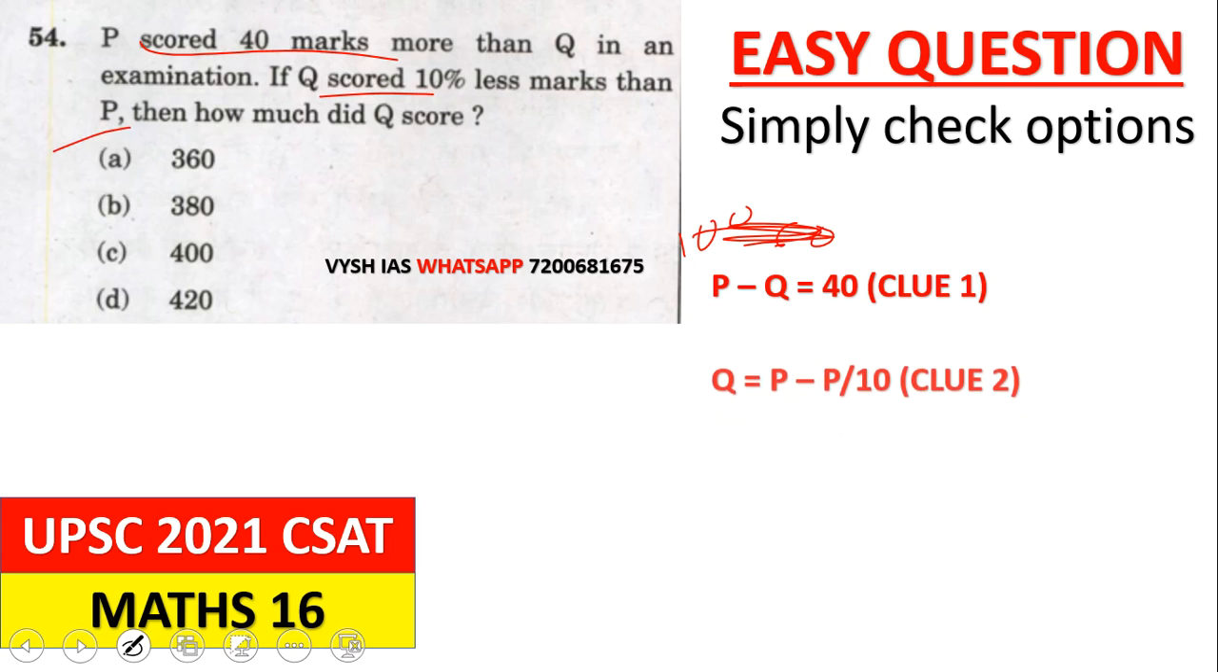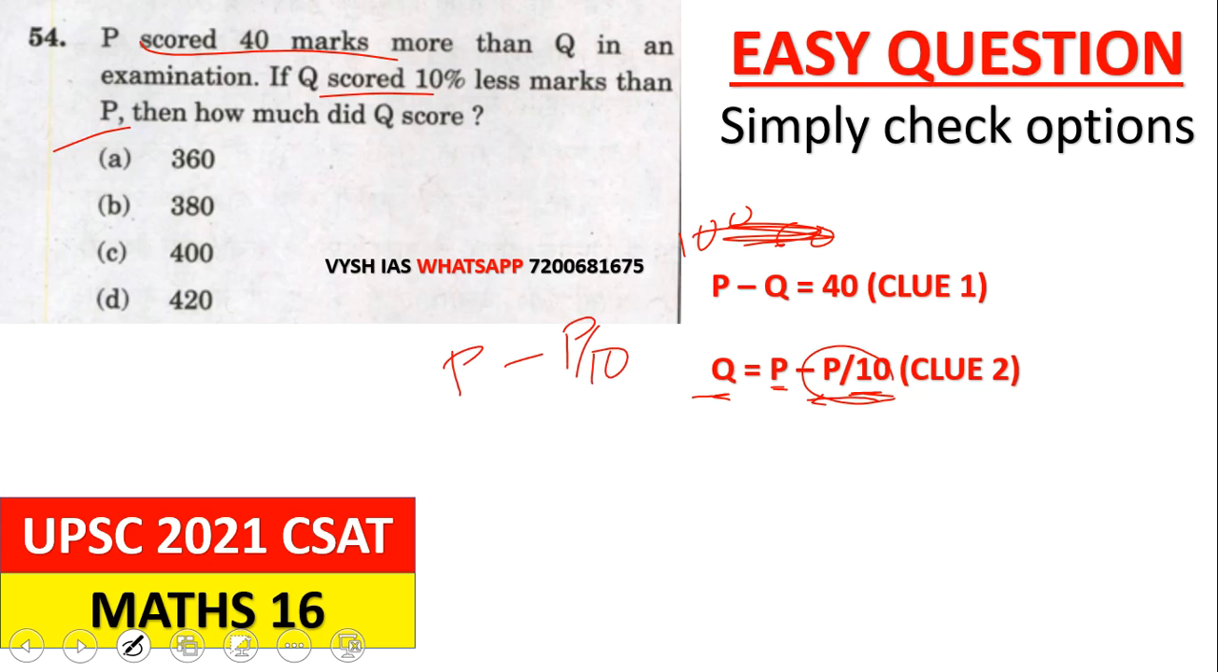Meaning suppose P's mark is P itself. Okay. P's 10% is what? P by 10. They are telling Q scored 10% less marks than P. So you have to subtract whatever is P. From that you have to subtract its 10%, P by 10. That is equal to Q's mark. So we got two equations, two letters. Simply solve it. This if you do, it is 9P by 10. Okay. 1P minus P by 10 is equal to 9P by 10.